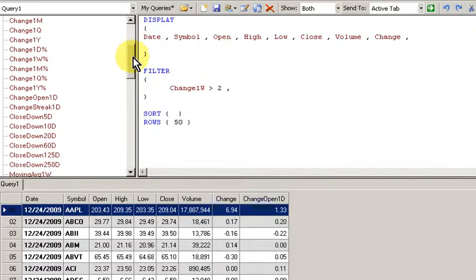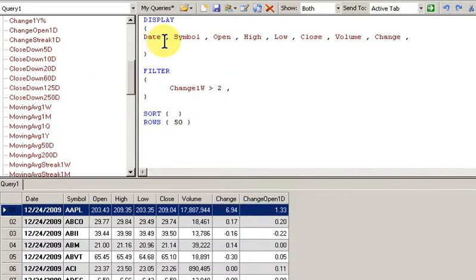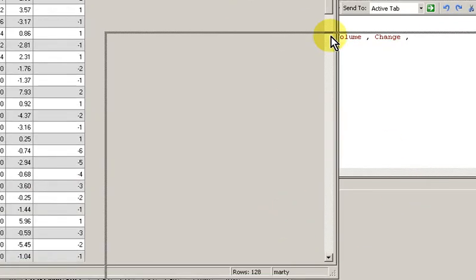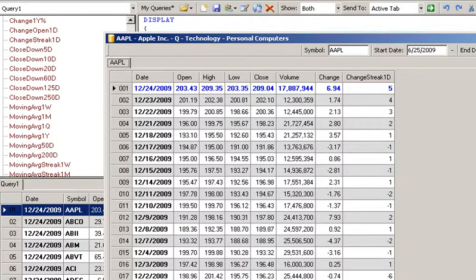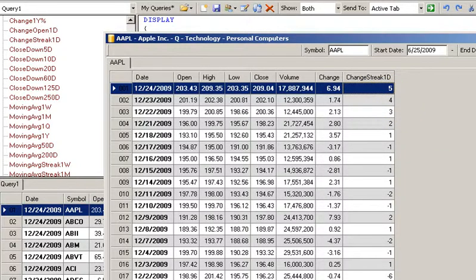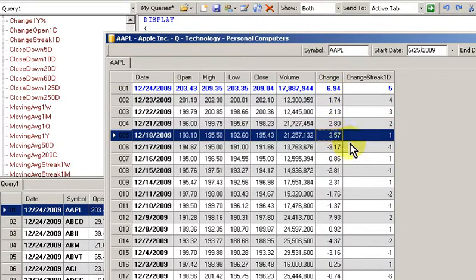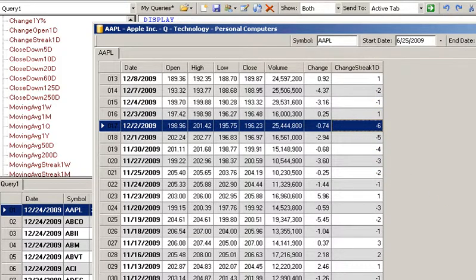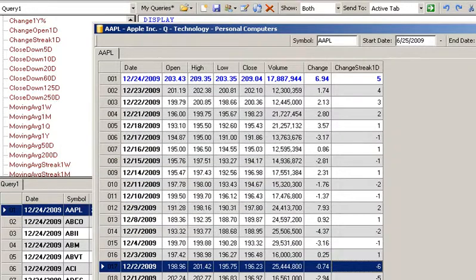Alright, next on our list, change streak 1 day. Let's go ahead and run it. Change streak 1 day is the number of consecutive days the stock was up or down. So in this case, Apple has a streak of 5. So you can see, if you go back to the 5th record, going forward, it is 5 consecutive days of positive change. Now down here, we see it had 6 consecutive days of losses. So it's a streak. How many consecutive days up or down? That's change streak 1 day.